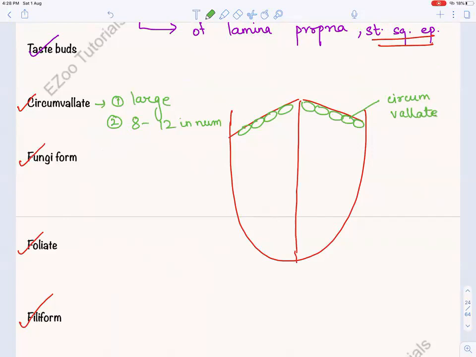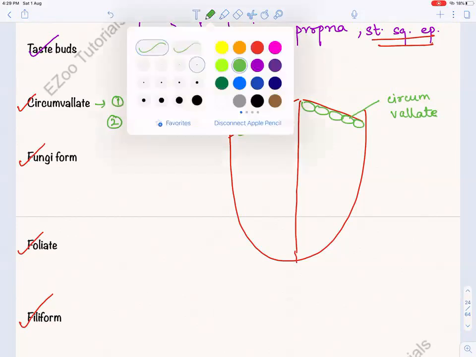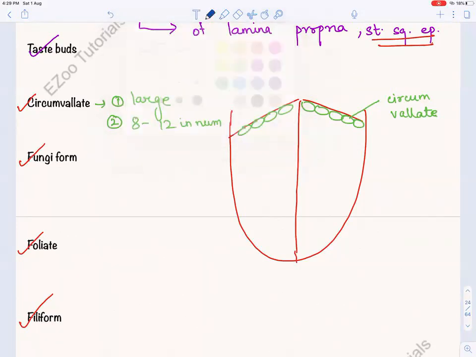Okay, now let us do the second one, that is the fungiform. Okay, fungiform. So what is fungiform? Let us take a different color to show it. So the fungiform, as you can tell from fungi, it's mushroom-like.